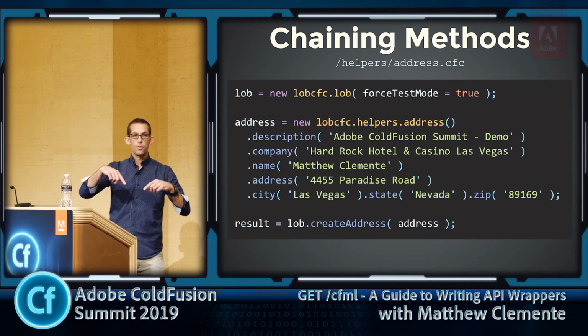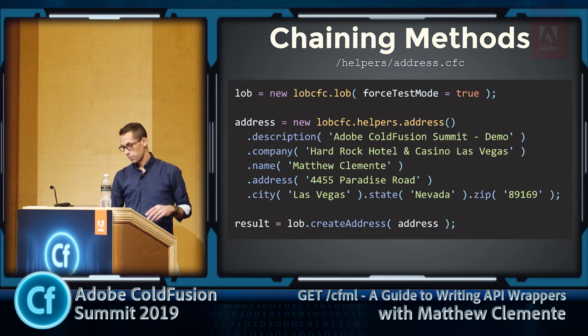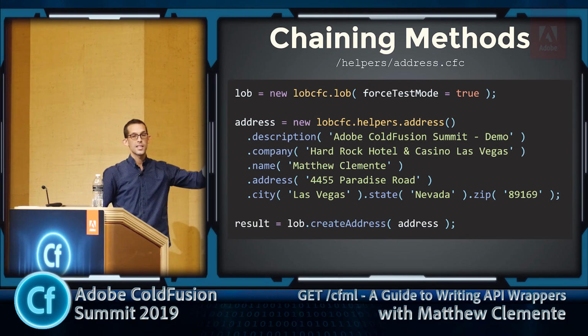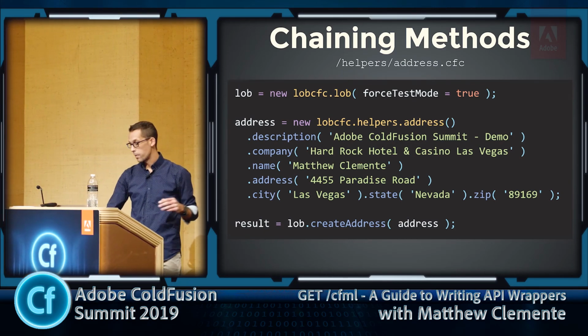Basically what I do is I loop through the properties and I serialize each one as JSON. But I don't have time to go through the specifics of that, but that's how that builder function creates the JSON that ends up getting sent to Lob as the address.